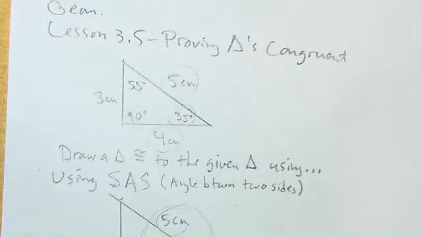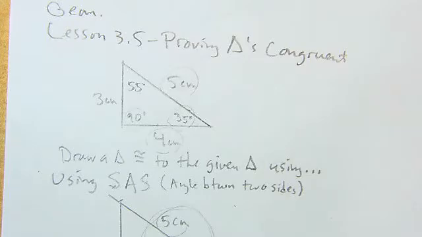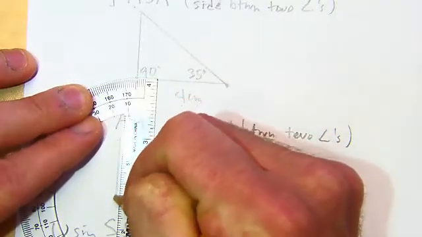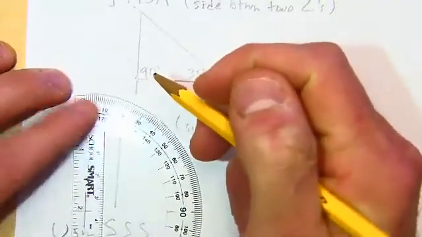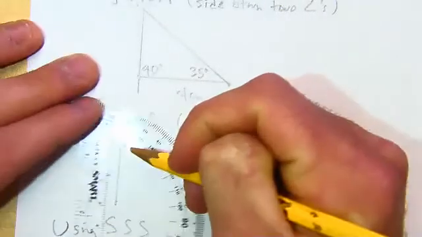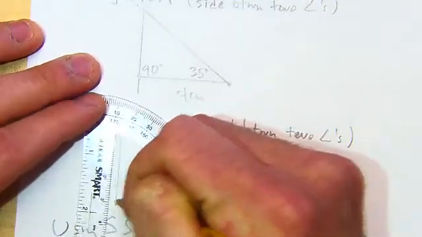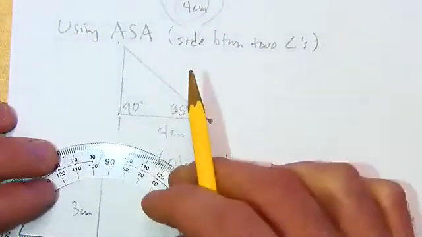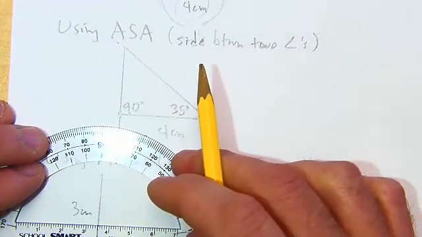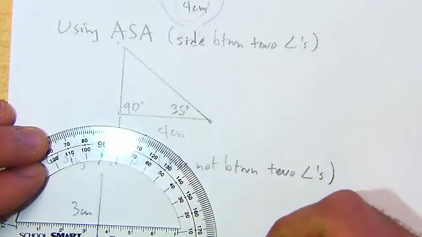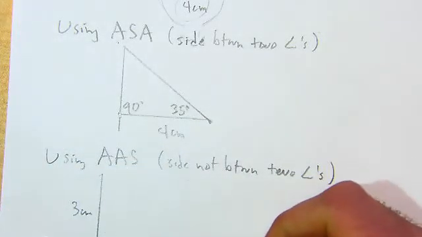Okay, where do we start on this? I would probably start with the 3 on this side. Make this 3 centimeters. That's the side. Then I would do the angle, the 90. Mark it over here. Try to make a perfect 90.